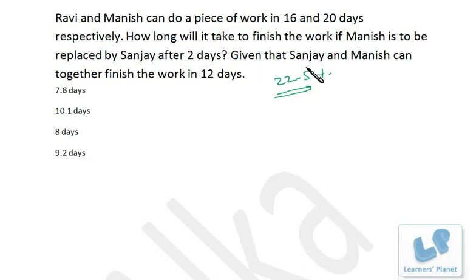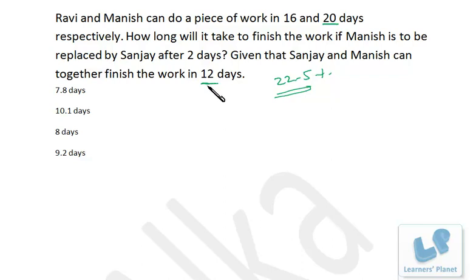Now, what is the capacity of this third guy, Sanjay, that we have to find out. Now, Sanjay and Manish can together finish the work in 12 days, right? Capacity of Manish is actually 20 days. That means, see, in 12 days, Manish will be doing 12 by 20, or we can say 3 by 5 of the work. That means Sanjay will be doing 2 by 5 of the work in 12 days.